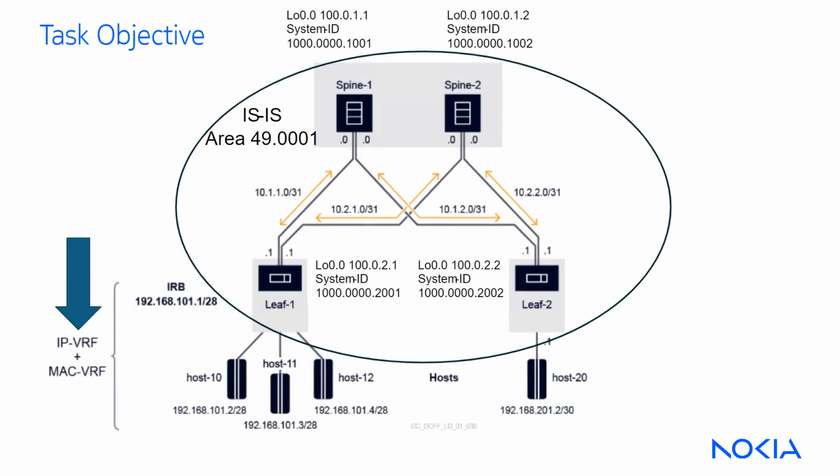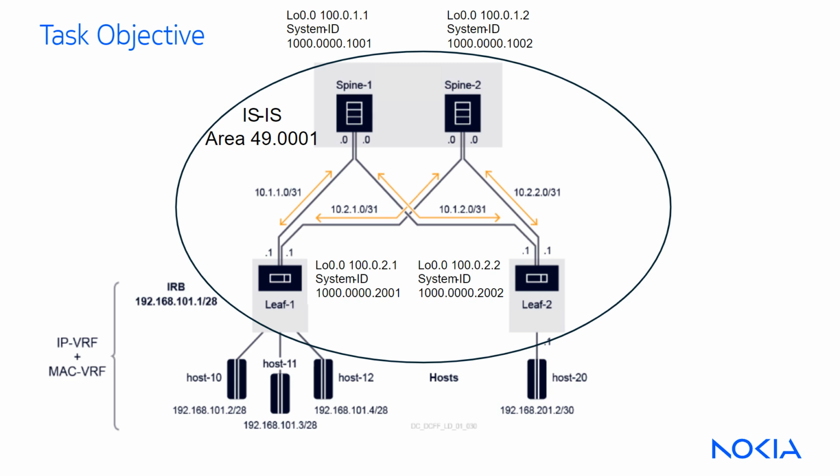Leaf1 is pre-configured with a MAC VRF that interconnects hosts 10, 11, and 12. An IRB interface connects the MAC VRF to the network instance default. Spine1, Spine2, and Leaf2 routers are all pre-configured for ISIS area 49.0001. All interfaces interconnecting the Spine and Leaf routers are configured as point-to-point. Leaf2 is advertising host 20's IP network 192.168.201.0/30 to both Spine routers.